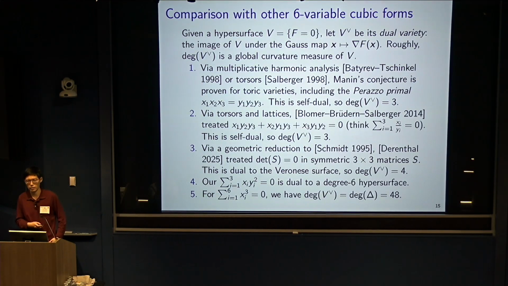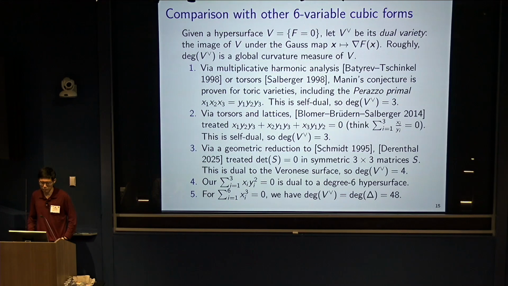If you take it with multiplicative structure, so x1, x2, x3 equals y1, y2, y3, you can count points on this up to some given height B accurately using multiplicative harmonic analysis, or essentially products of zeta functions, or using universal torsors. And this is an example of a self-dual variety, where the dual variety has degree 3, the same as the original variety. Another example was studied more recently by Blomer, Brüdern, and Schindler.